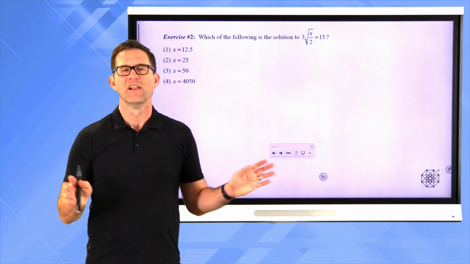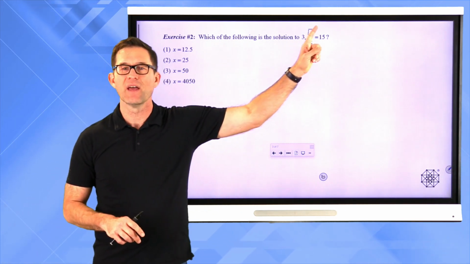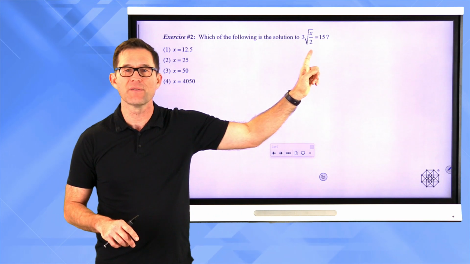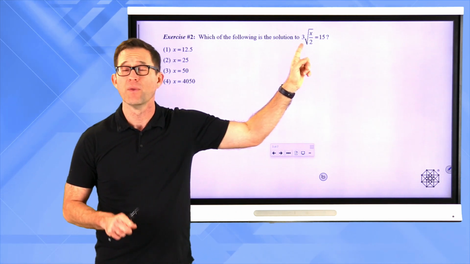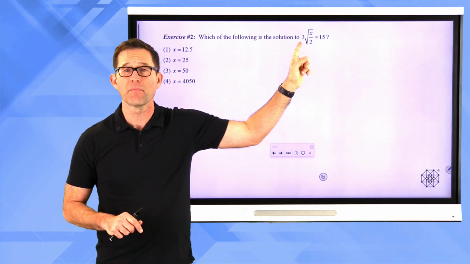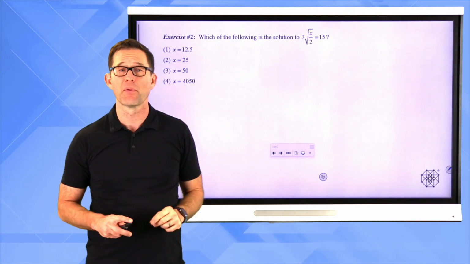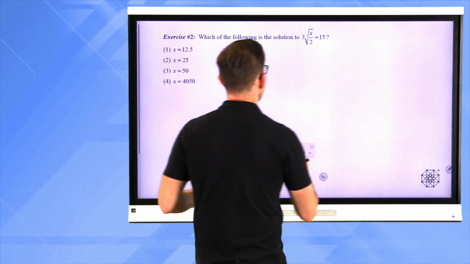But regardless, let's go old-fashioned here. I've taken x, I've divided it by 2, I've taken the square root, and I've multiplied by 3. I'm going to undo all of that by dividing by 3, squaring, and then multiplying by 2. Let's do that. All right.